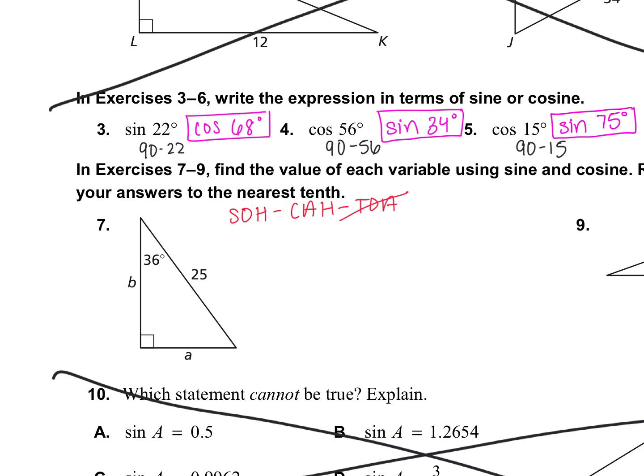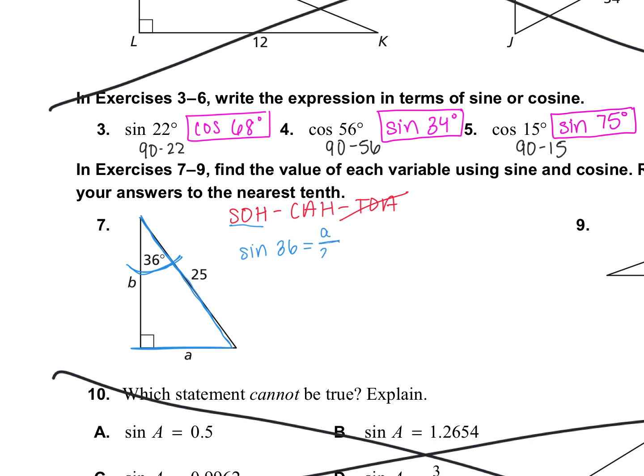Solving for A, what do I have? I have my angle 36. I have my hypotenuse. A is considered my opposite. So for this one, I'm using sine. Plugging it in as sine 36 equals opposite over hypotenuse. That should actually be an A. It looks more like a 9, so let me change that.